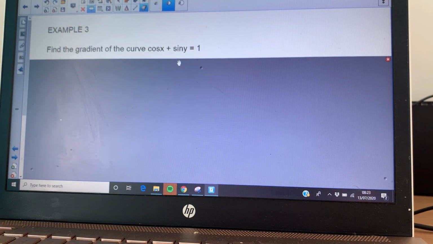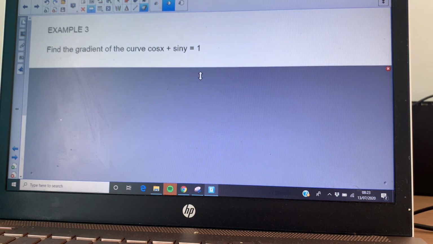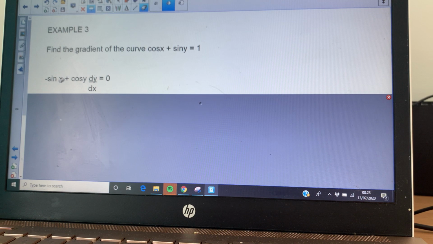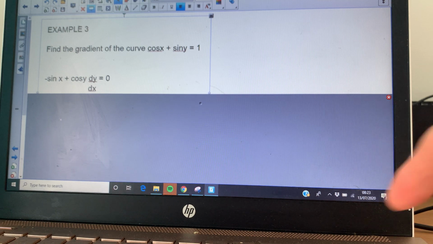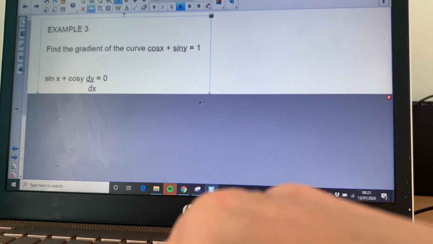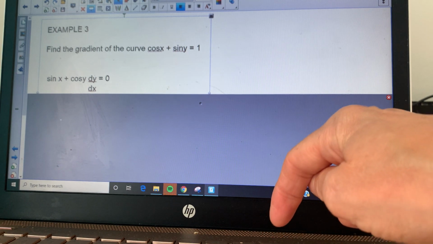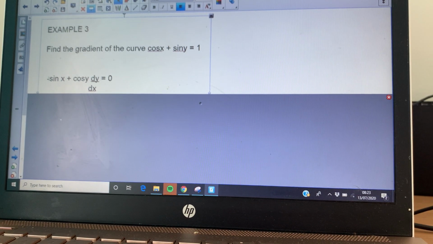Example 3, bit of trig. Find the gradient of this curve. So, first of all, differentiate. Not good. So I think I've changed this, and now the signs aren't correct, are they? That was correct. I'm so sorry. Pretend that never happened.